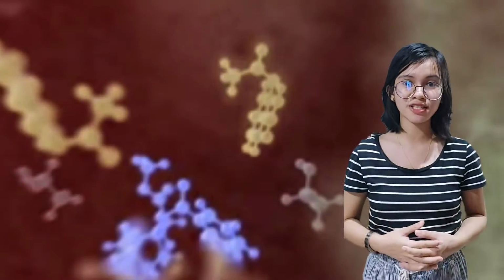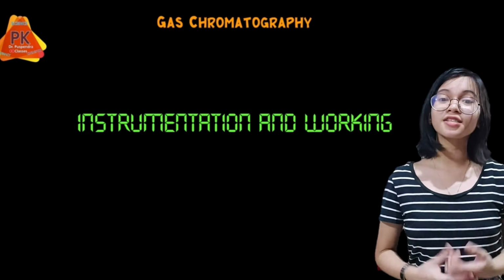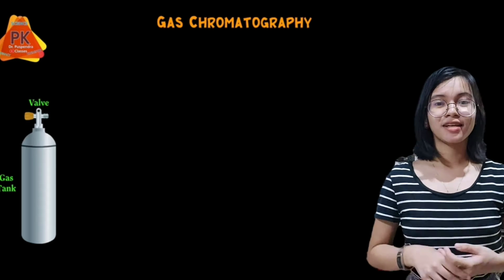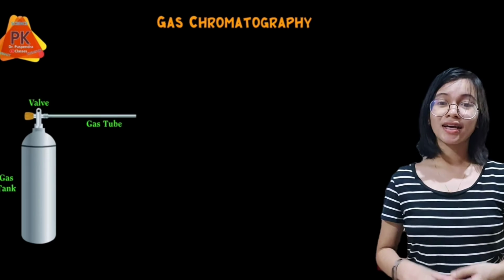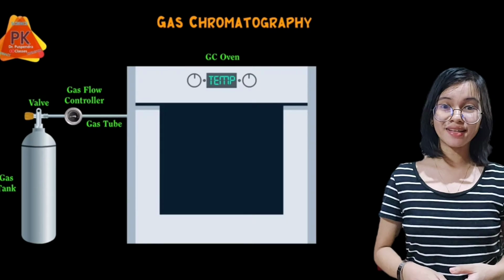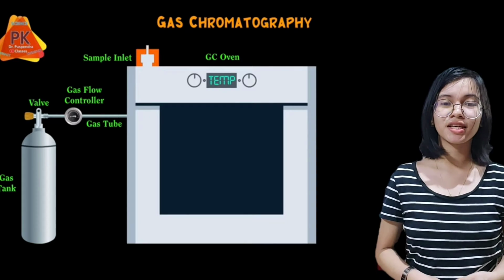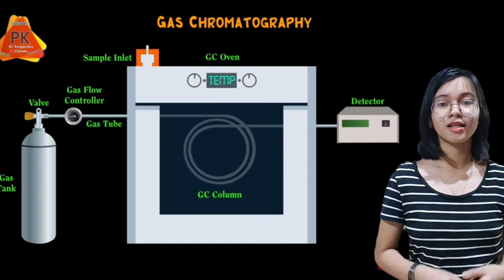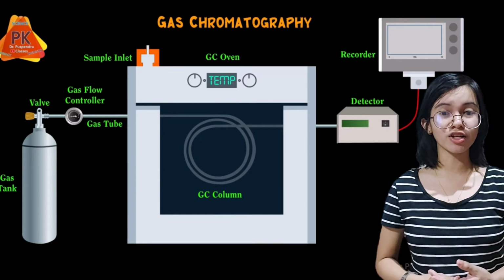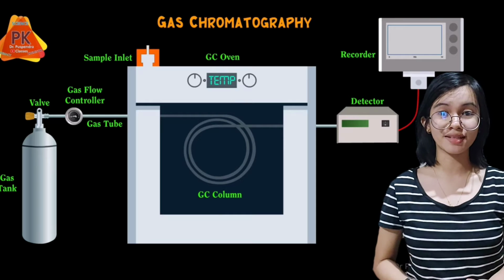Gas chromatography determines how many chemicals are present in a sample and separates each compound for further study. Gas chromatography is constructed from various parts, which are the gas tank valve, gas tube, gas flow, GC oven, sample inlet, GC column, detector, and recorder. Now, coming to the details of various parts of GC instruments.